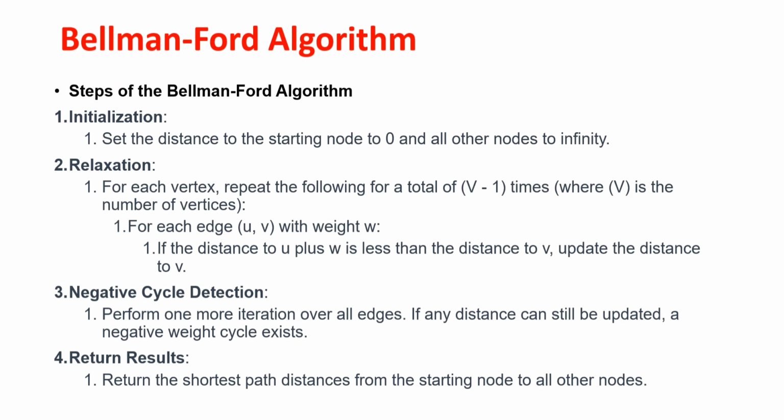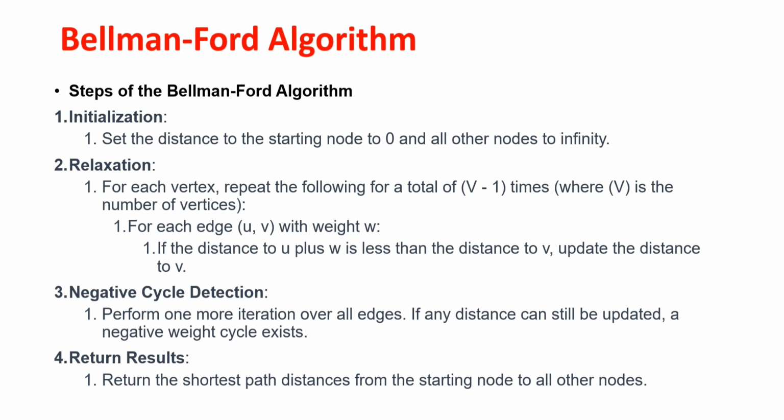First, initialization. Set the distance to the starting node to 0 and all other nodes to infinity. In the coming example, we will show how the Bellman-Ford algorithm works on graphs. Next, relaxation. Repeat the following for a total of V minus 1 times, where V is the number of vertices. For each edge (u, v) with weight w, if the distance to u plus w is less than the distance to v, update the distance to v. This is the relaxation step.